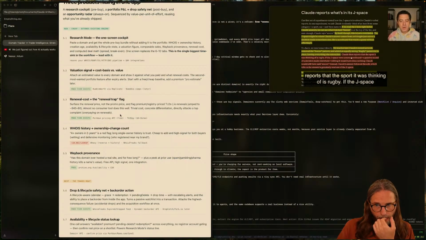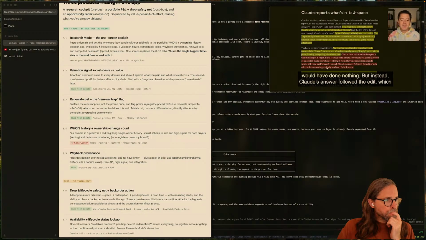If the J-space were a mere scoreboard, a passive record of a decision made elsewhere, editing it would have done nothing. But instead, Claude's answer followed the edit, which tells us the answer is genuinely read out of the J-space. So it is truly where the thinking is happening. It is the place that is informing the final answer. And they went even further.